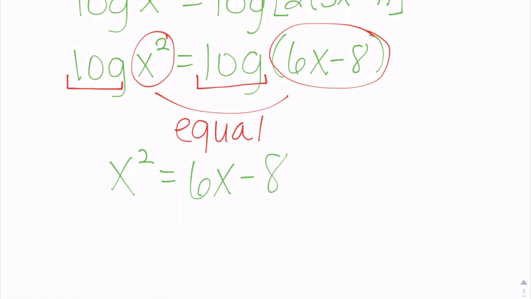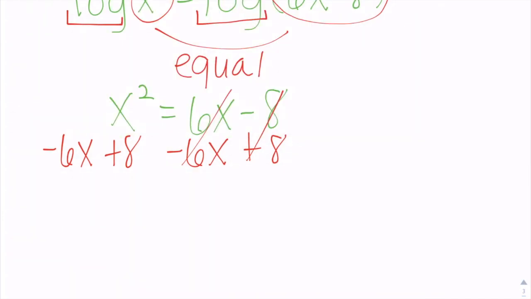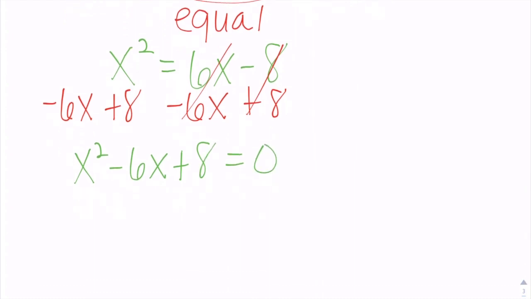And now remember from the last example that if you have a quadratic equation, you have to have it equal to 0 before you can solve. So I'm going to subtract the 6x and add the 8 to each side. And so that gives me x squared minus 6x plus 8 equals 0. And now I want to factor this quadratic.